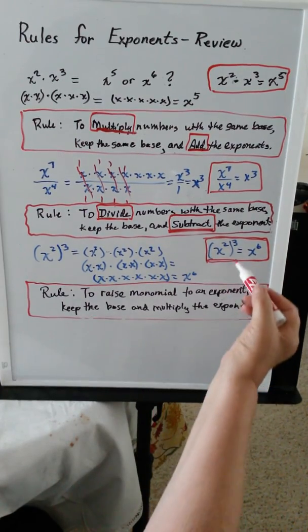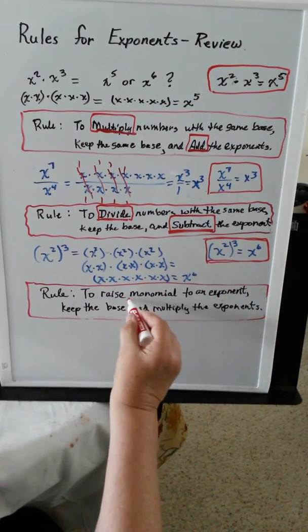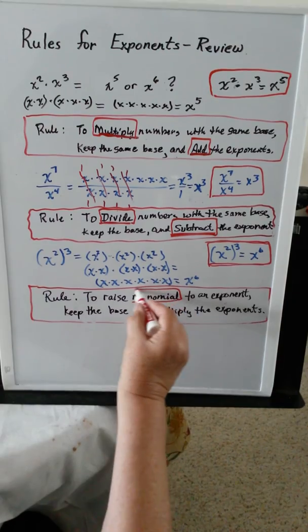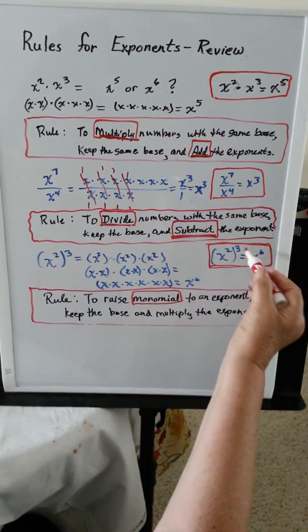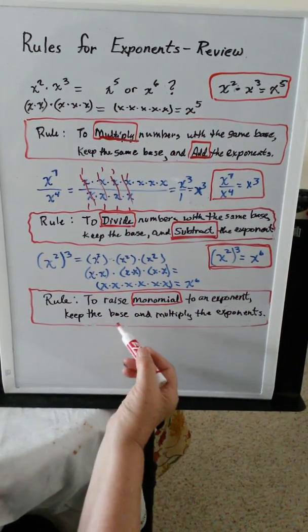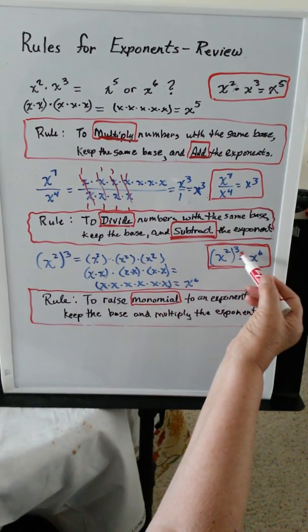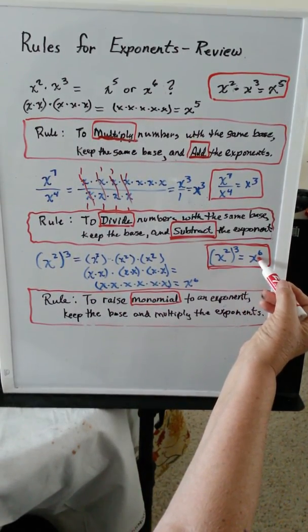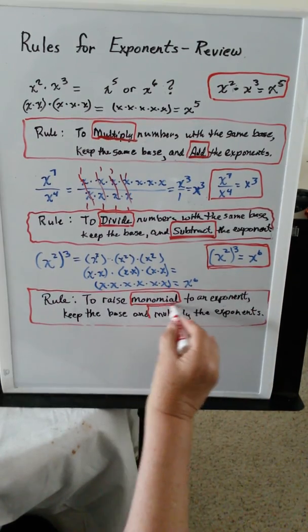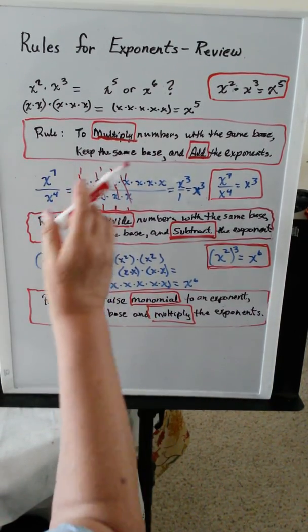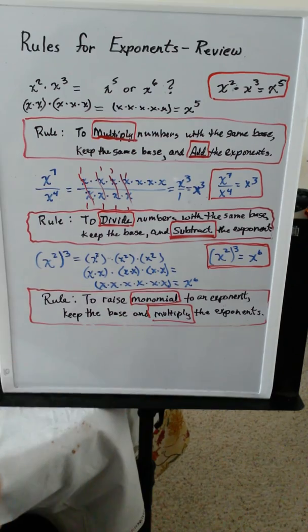Okay, so x squared is a monomial. When we raise that monomial to an exponent, to the 3rd power, we keep the base, we keep the x, and multiply the exponents. 2 times 3 to get 6. So here we multiply the exponents. So one time you add, one time you subtract, one time you multiply.